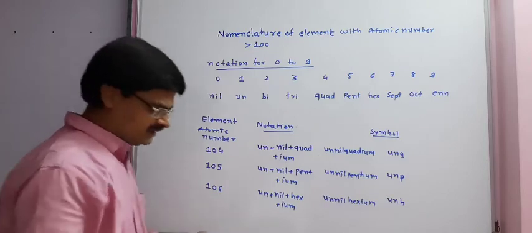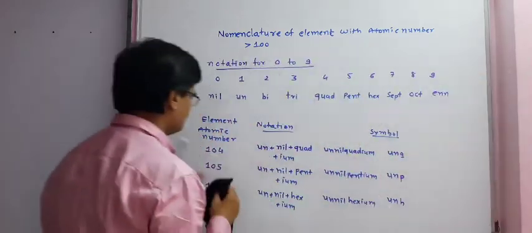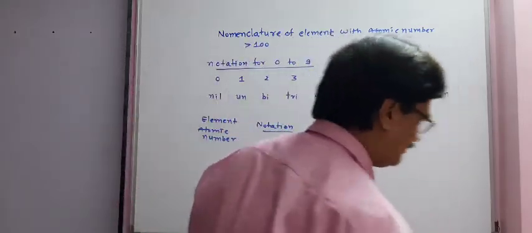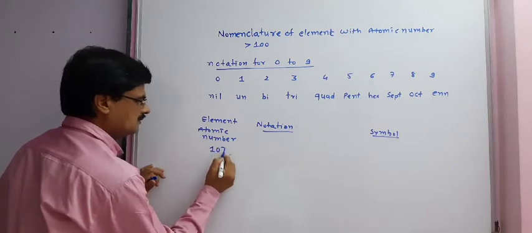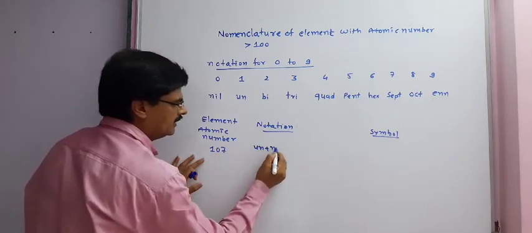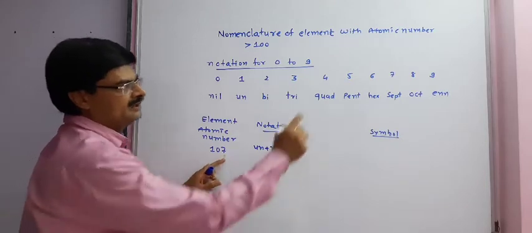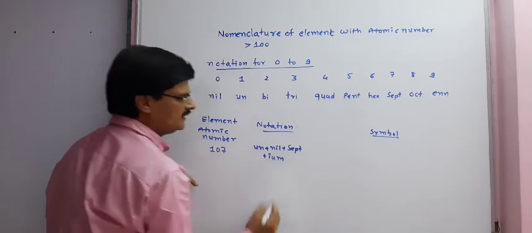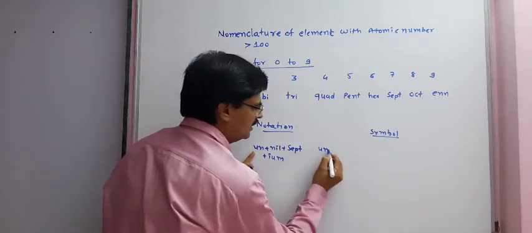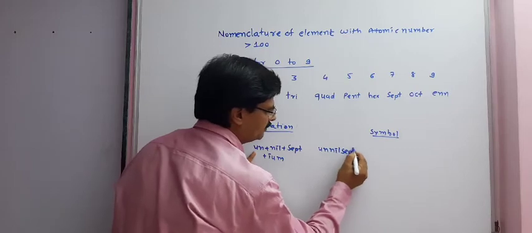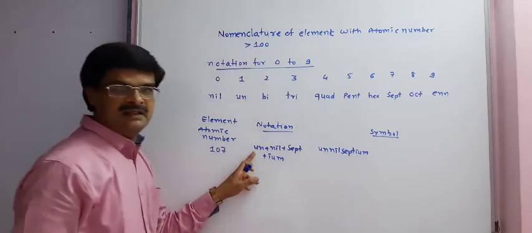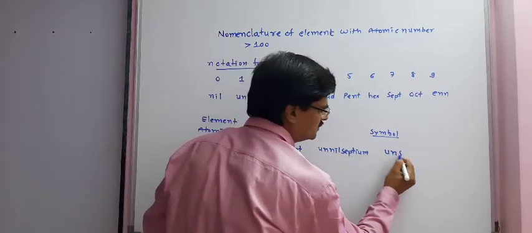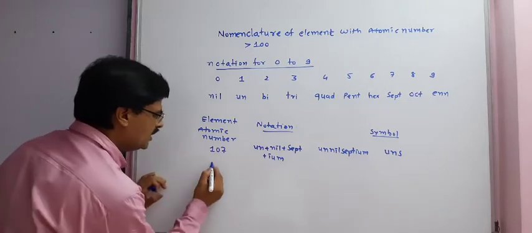Now after 106, for 107. Un plus nil plus for 7 we have sept plus ium. So the name will be unnilseptium and the symbol is UNS.